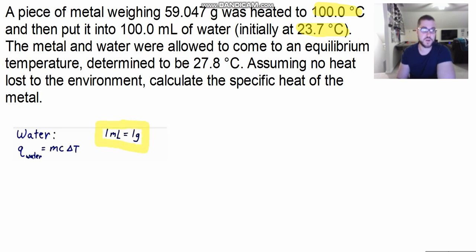1 milliliter of water is equal to 1 gram of water. This is not true for every chemical, but in this case it's true for water. So every 1 milliliter of water weighs roughly 1 gram. So we're going to carry on through this question.